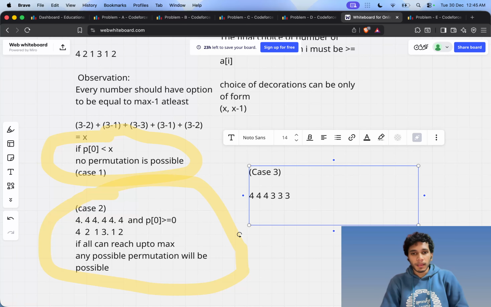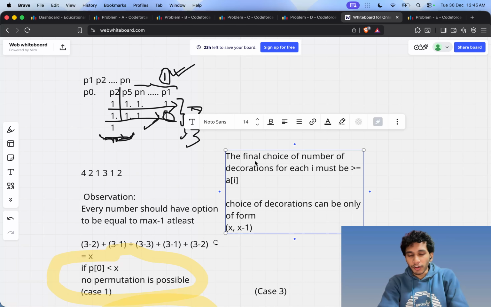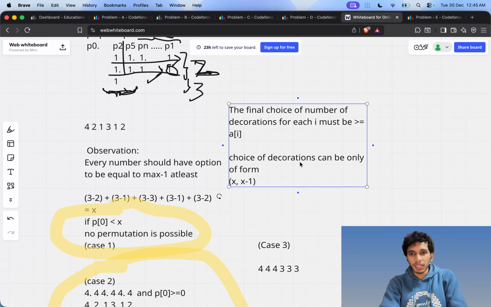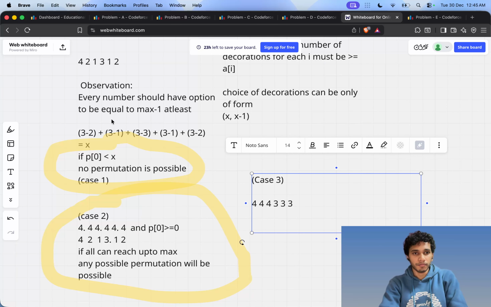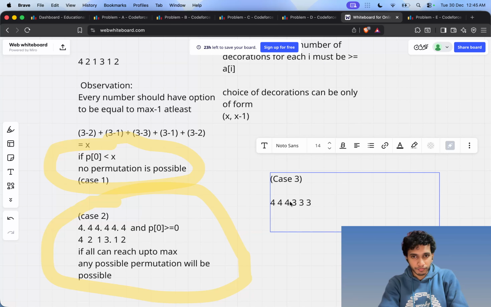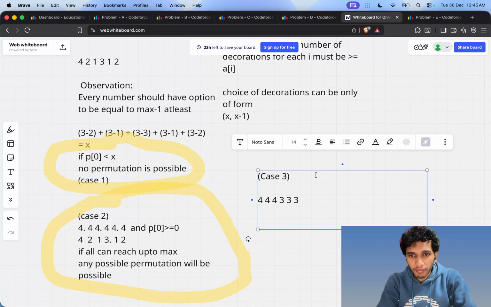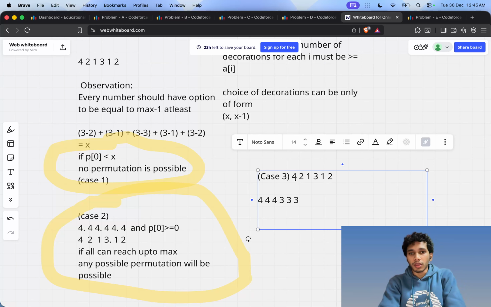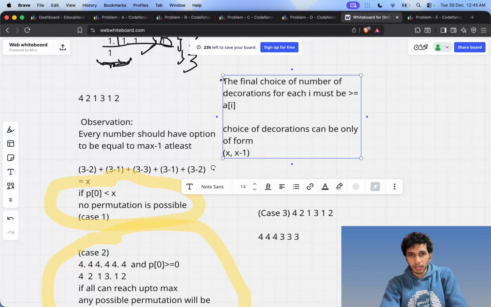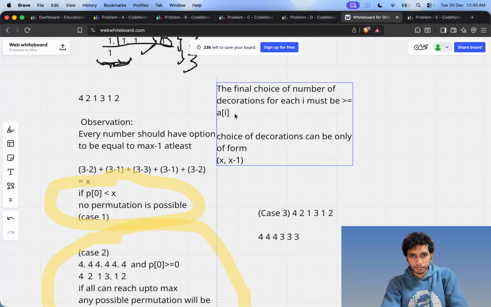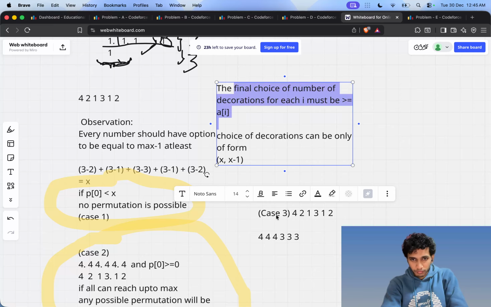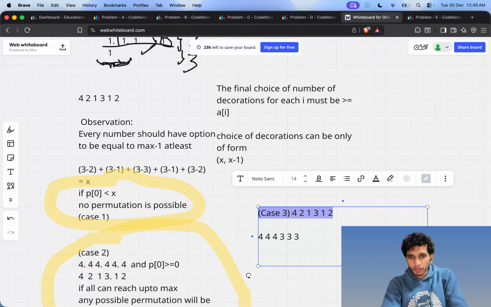Now we have a constraint that the final choice of each person should be greater than or equal to Ai. Now there are some 4s, and initially we have persons as 4, 2, 1, 3, 1, 2. Now this 4 can never go to this part because of this very condition, so this particular 4 must be present in this part.